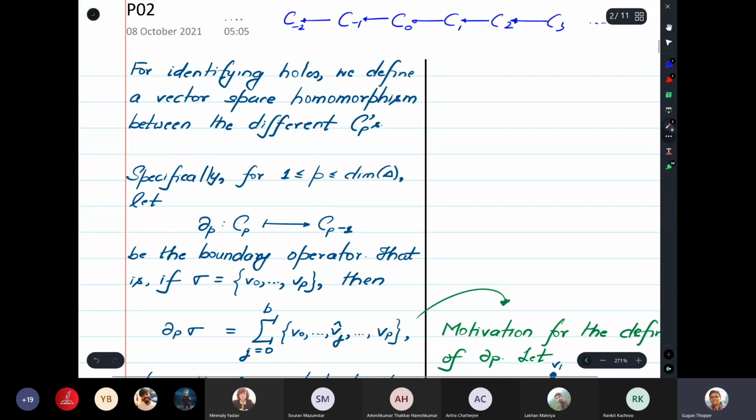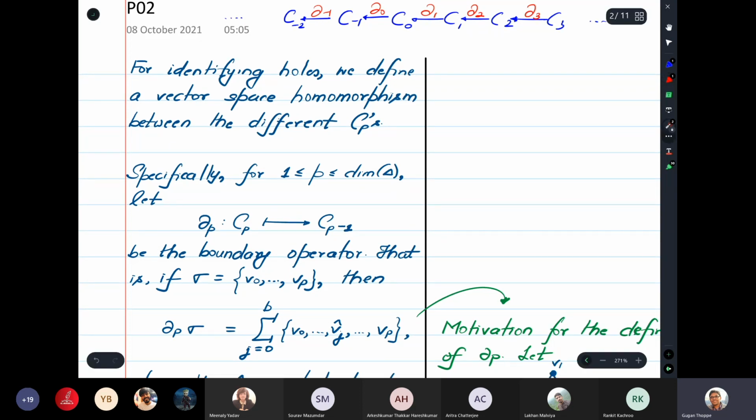So you can see that I have drawn this arrow to indicate that I'm going to define a map which goes from C2 to C1. Similarly, I'm going to define a map which goes from C1 to C0 and so on, right? And I will denote these maps in the following way: this will be denoted as del 3, this as del 2, this as del 1, this as del 0, and this as del minus 1, and so on, right? The goal over the next couple of minutes is to define some homomorphism that goes between these vector spaces.